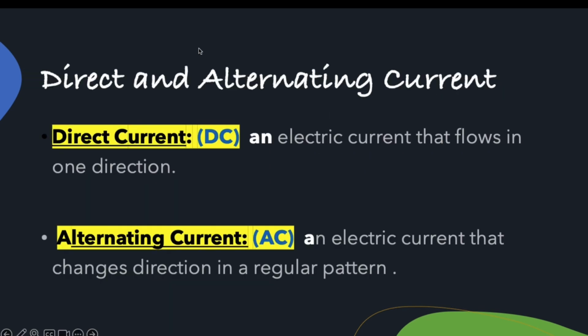There are two types of currents, direct current and alternating current. Direct current, DC, is an electric current that flows in one direction, which means in one path. Alternating current, AC, is an electric current that changes direction in a regular pattern.